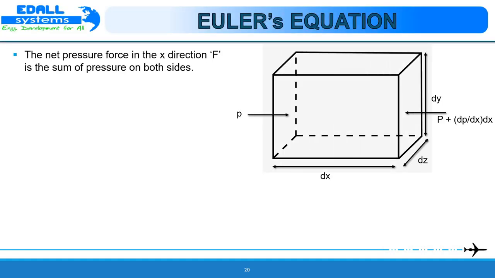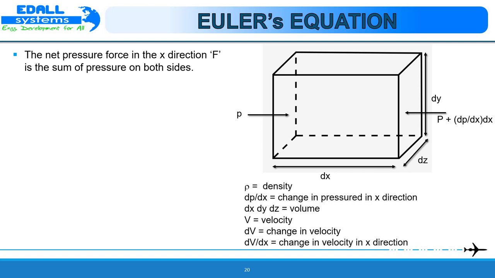To calculate the force, let us assume the dimensions of the fluid element to be dx, dy, and dz as shown in the figure. Consider the left and right faces which are perpendicular to the x-axis. The pressure on the left face is P. The area of the left face is dy dz. Hence, the force on the left face will be P dy dz. This force is in the positive x direction.